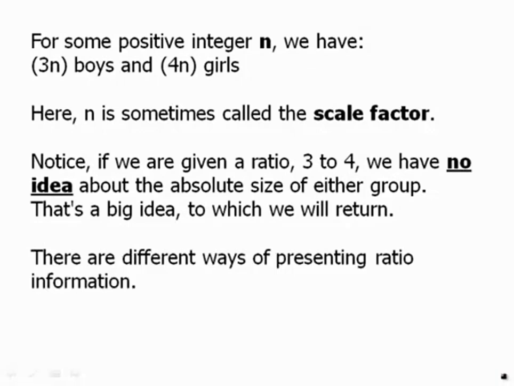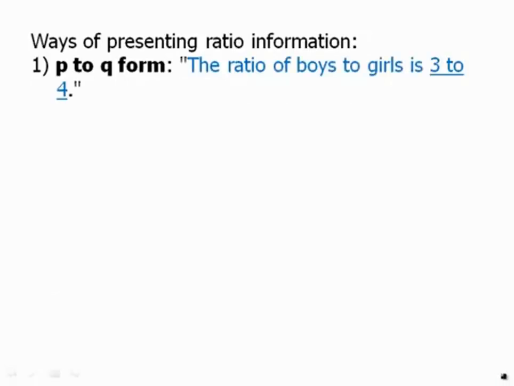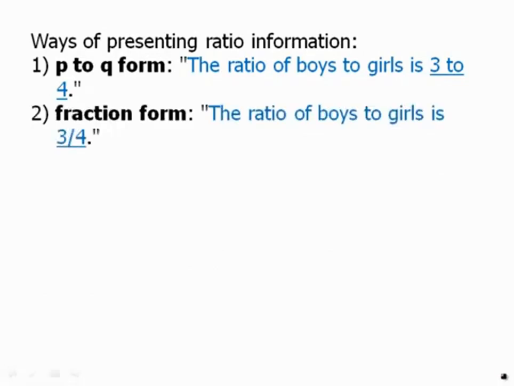There are many different ways of presenting ratio information. The first, I'll call it P to Q form. The ratio of boys to girls is 3 to 4. We just spell it out literally like that. Second is fraction form. The ratio of boys to girls is 3/4. We can write it as a fraction.